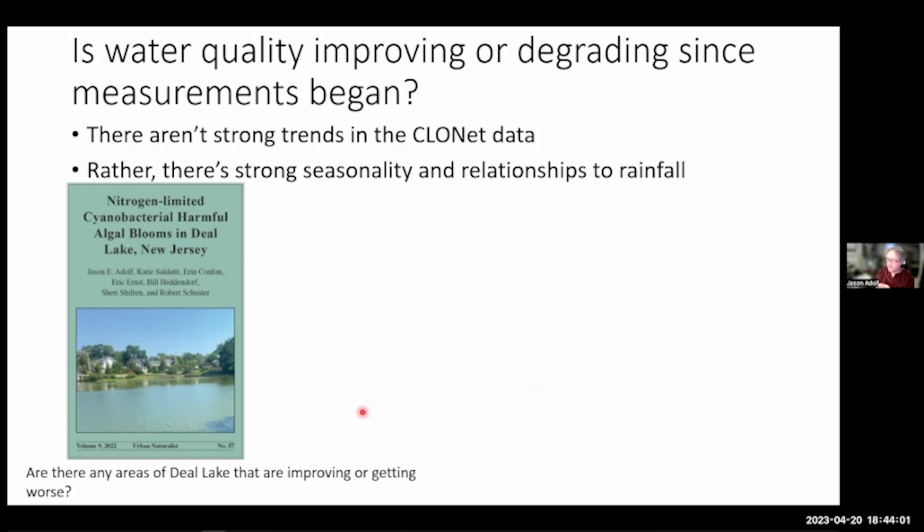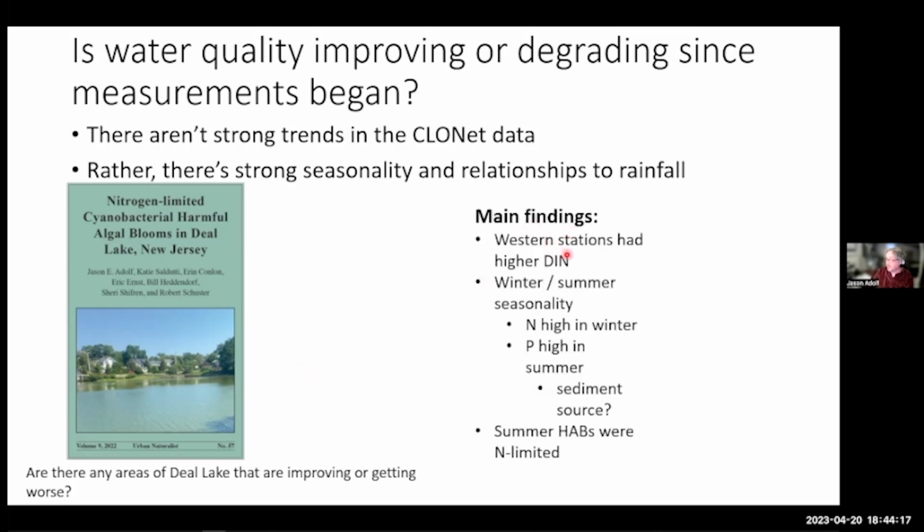And my group published a paper with the NJDEP last year and some students, including Aaron at Monmouth, looking at the seasonality of nutrients and harmful algal blooms from 2017 and 2018 data. The main findings of this paper were that the western stations in Deal Lake do have much higher dissolved inorganic nitrogen, which is consistent in my mind with the nitrogen coming in through the rainfall. And that makes sense because the tributaries enter Deal Lake in the western part of the lake.